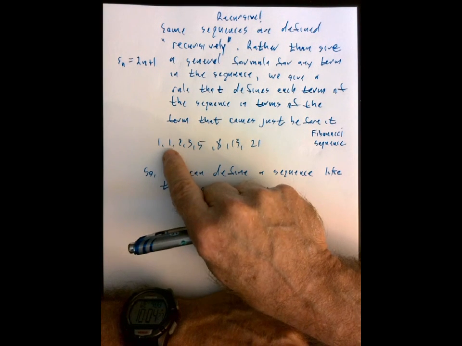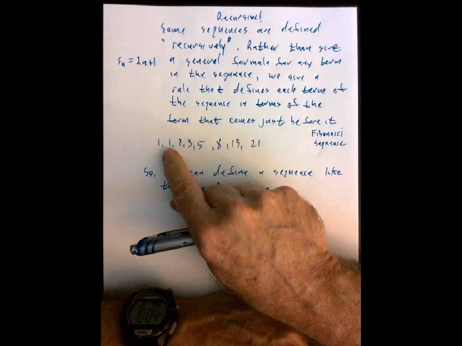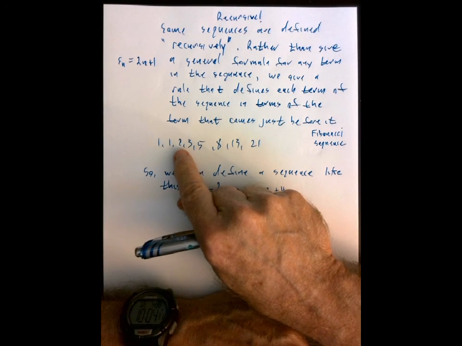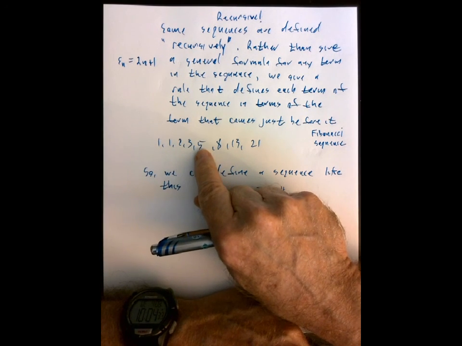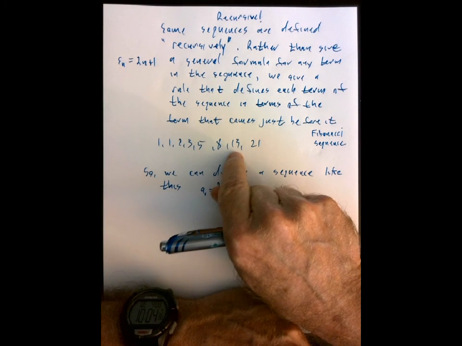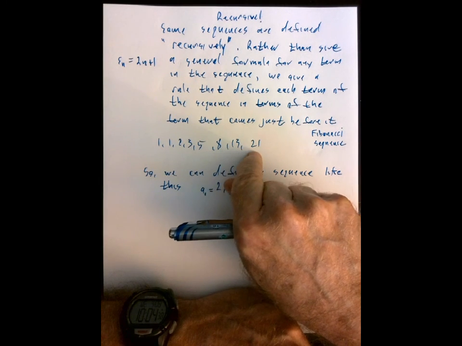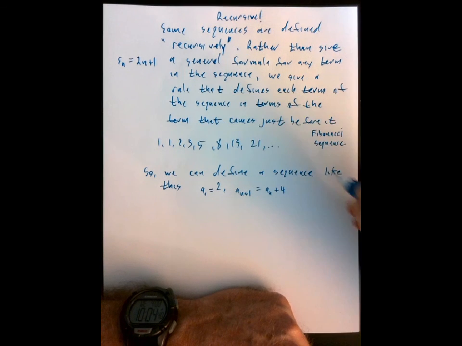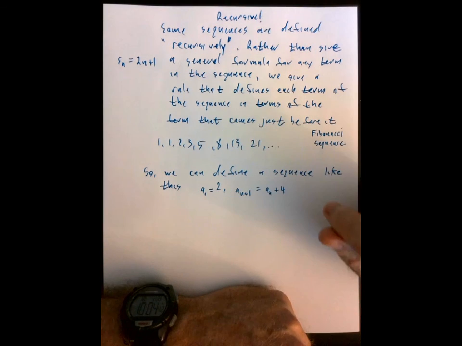So 1 plus 1 gives us 2. 1 plus 2 gives us 3. 2 plus 3 gives us 5. 5 plus 8 gives us 13. 8 plus 13 gives us 21. And so on, and we could just keep going. Dot, dot, dot. It's an infinite sequence.